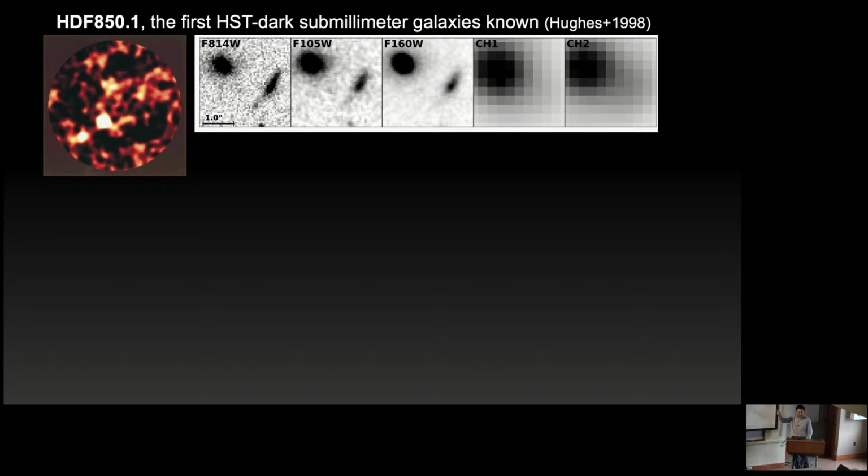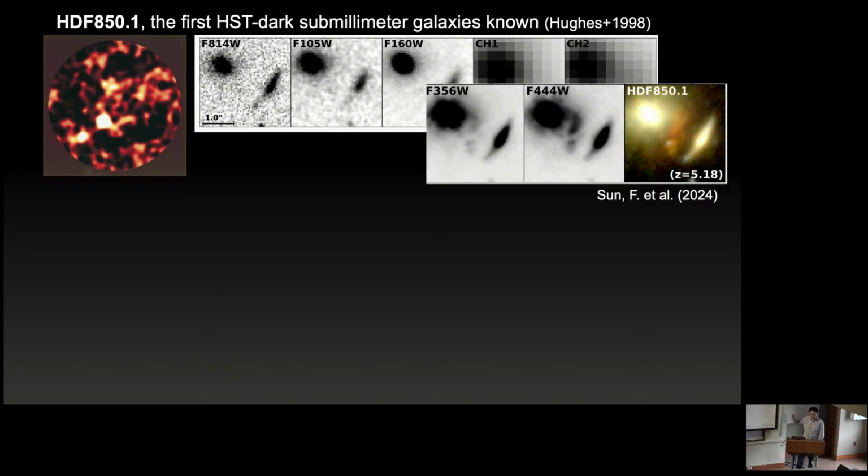For example, this is one of the first dusty star forming galaxies people have ever detected beyond the local volume. So this is HDF 850.1. At that time, people detected it and looked at the deepest HST data, taken forever, and there's nothing. And until last year with JWST NIRCam, we started to detect the stellar continuum of this galaxy and really measure how many stars are there.